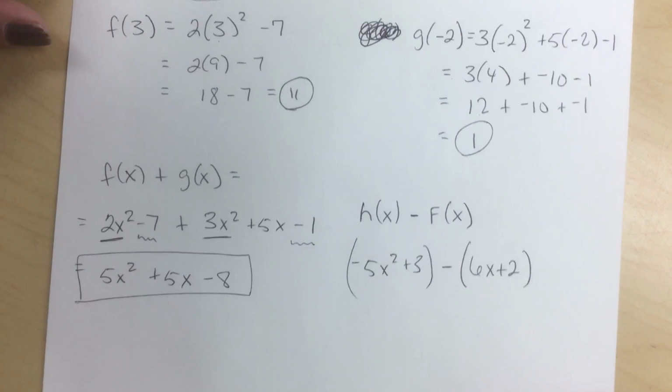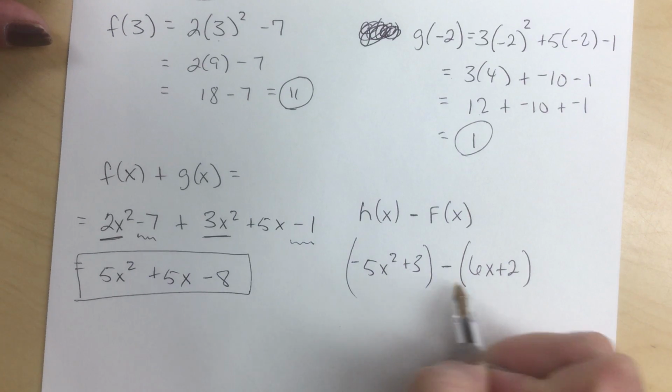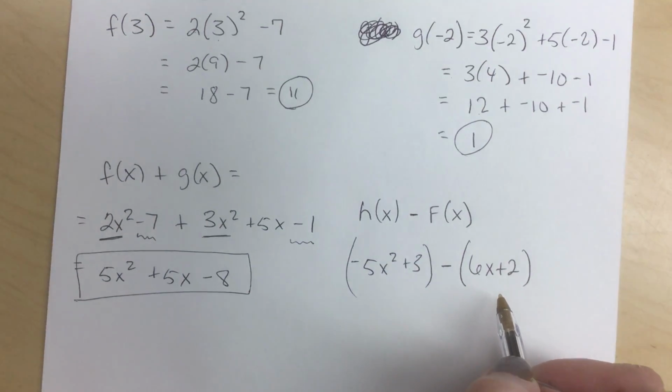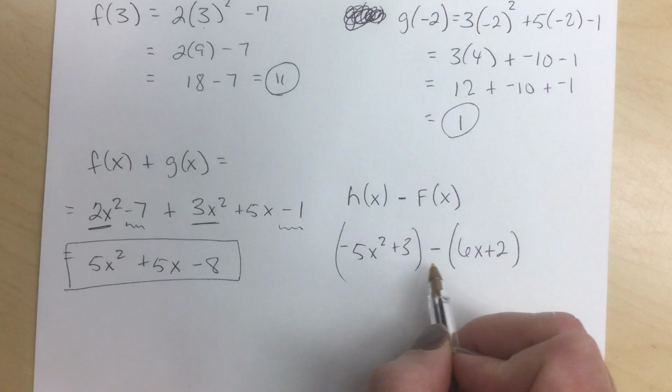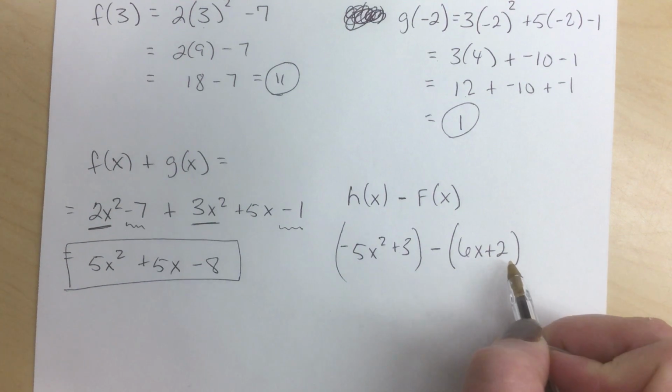And I would definitely put that in parentheses. Anytime you're subtracting a function, I would put it in parentheses. Otherwise, you're going to forget that you need to subtract that too. Okay? You have to minus the whole function.